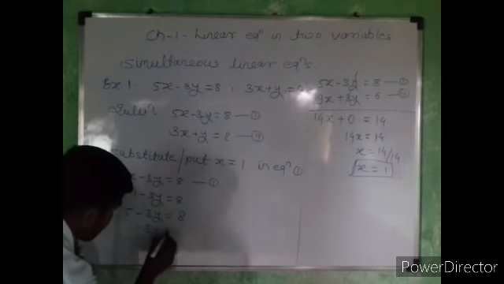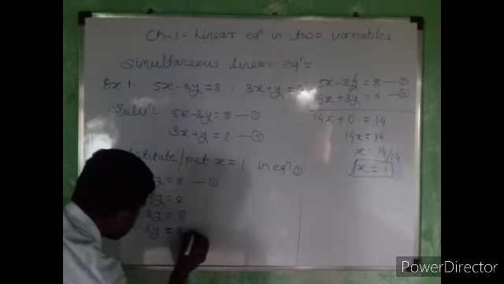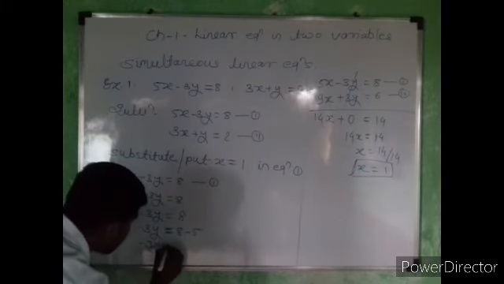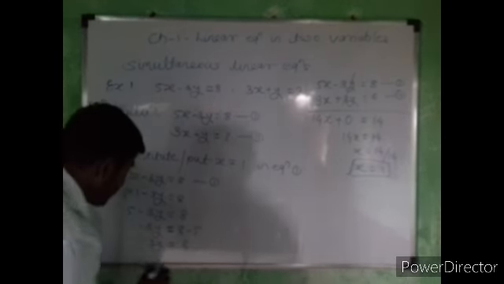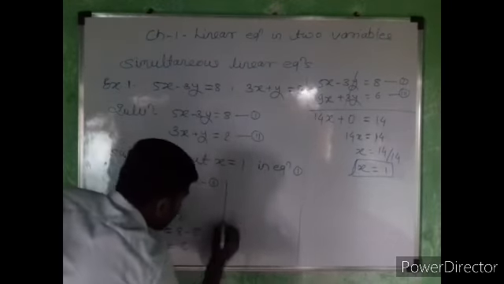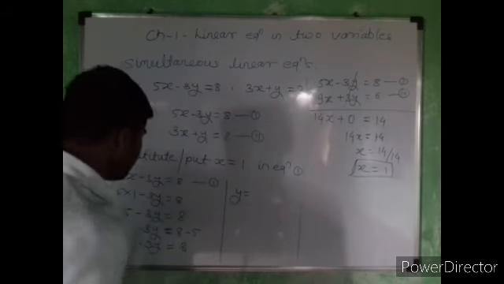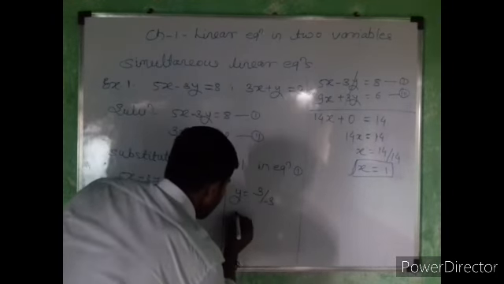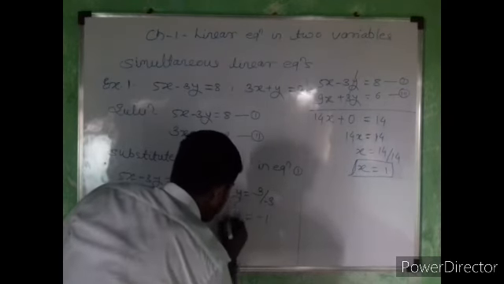minus 3y, this 5 becomes negative, 8 minus 5, and this minus 3y is equal to 3. And y is equal to 3 divided by minus 3, y is equal to minus 1.